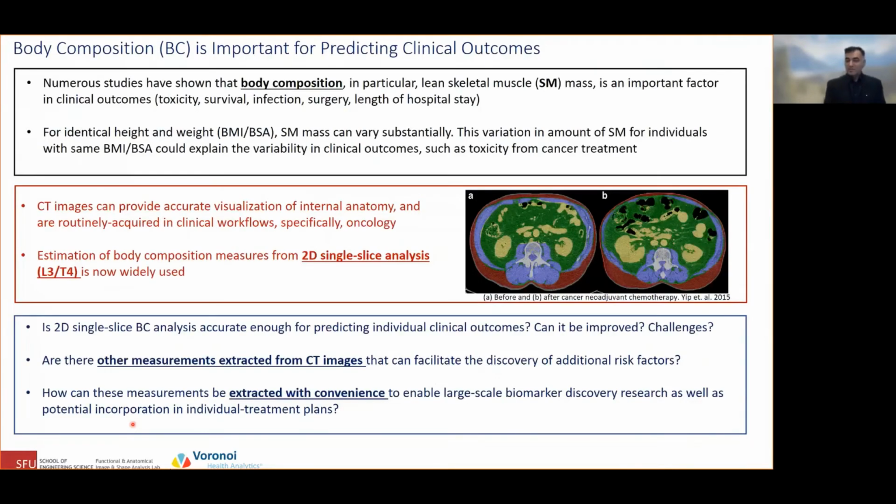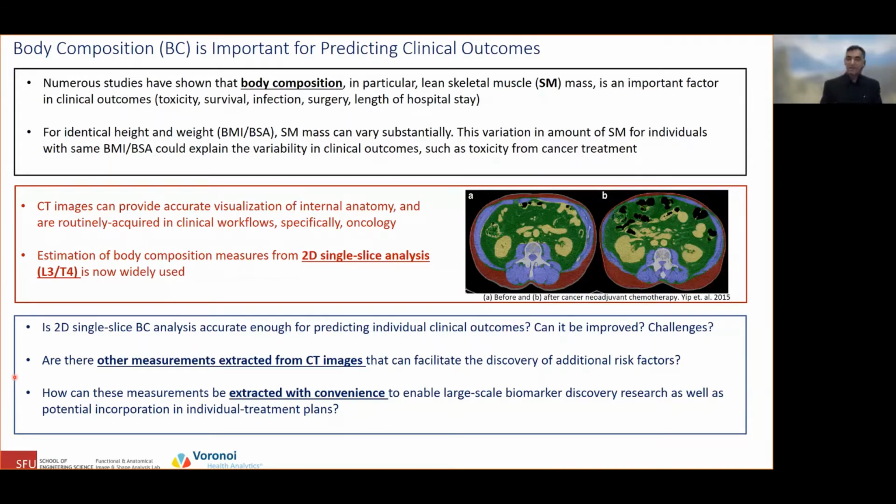So body composition is, as everyone knows, important for predicting clinical outcomes. From a simplifying point of view, the main question in the field is this. For the same clinical interventions, the clinical outcomes are different for different individuals. Why is that the case? Why is it that individuals undergoing the same surgery have different outcomes? Some have complications, others don't. Why is it that individuals who have chemotherapy, some have complications such as toxicity, severe toxicity, even death, and others don't?